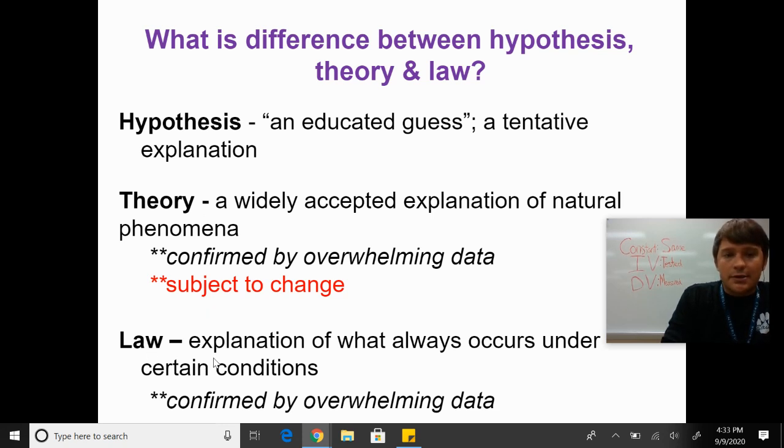A law is going to be an explanation of what happens. Boom, this is what happens. Too bad. That's what happens. So I think back to ninth grade. Shout out to the ninth grade science teachers. Newton's laws of motion. They're very specific and very clear. There is no really waving from Newton's first law of motion. Something with more mass is going to have more inertia, and it is going to continue its state of motion unless an unbalanced force acts upon it. That's a law of motion. There's no real argument in the scientific community that it's wrong. It's confirmed by overwhelming data.